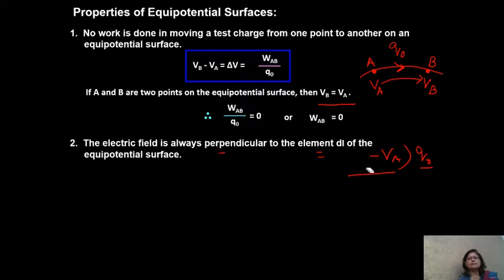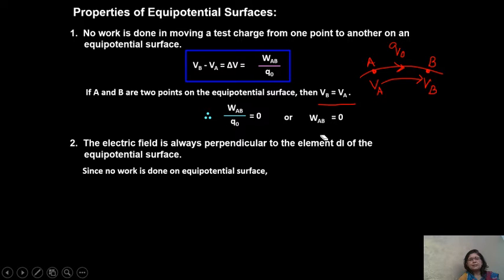Now, next point is the electric field is always perpendicular to the element dl of the equipotential surface. Just imagine, since work done due to electric field is 0, and the formula of work done due to electric field is minus electric field into displacement, and work done is 0, it means E dot dl equals 0.